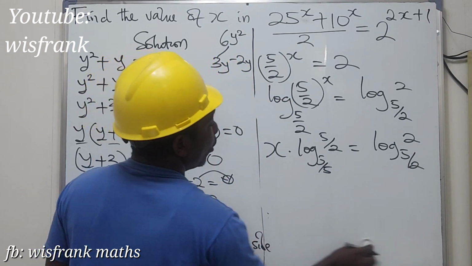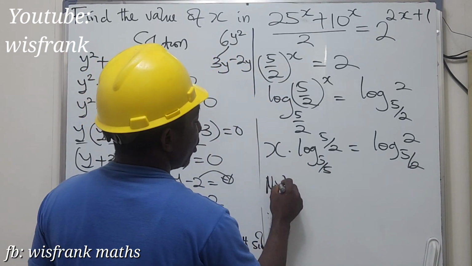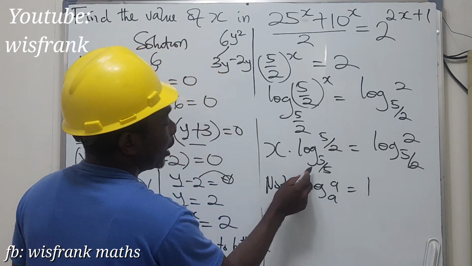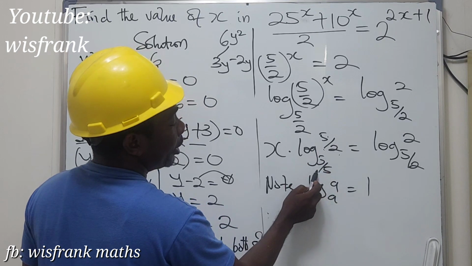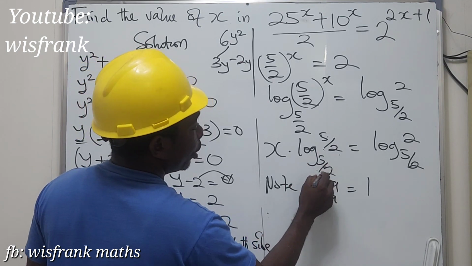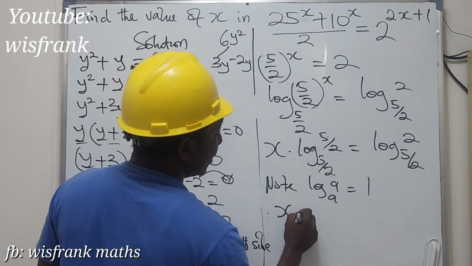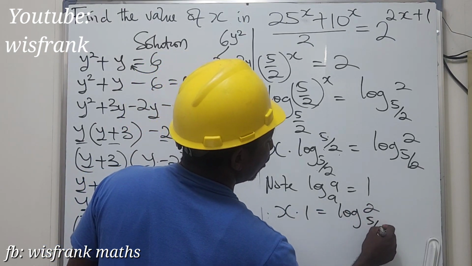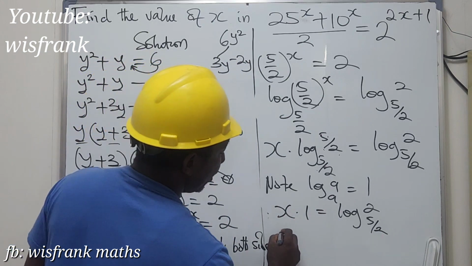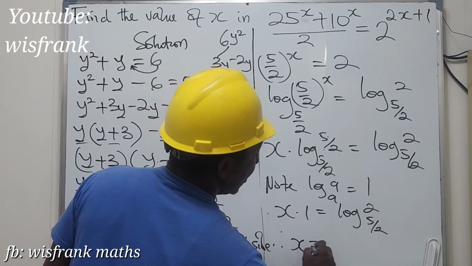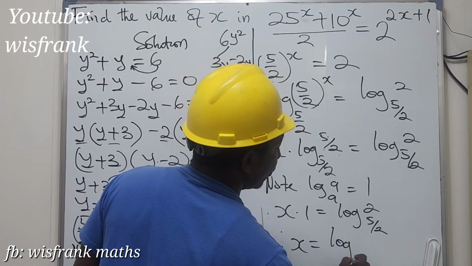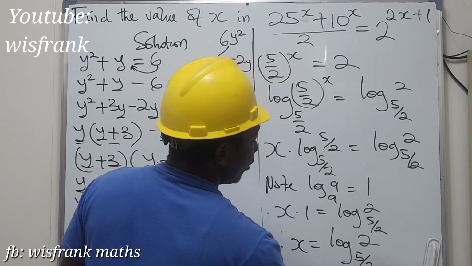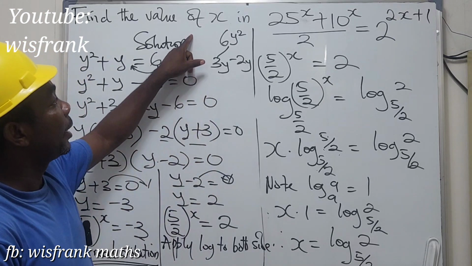Here we all know that when we have log a base a, it equals 1. So in this case, we have log 5 over 2 base 5 over 2 equals 1. So here we have x times 1 equals log 2 base 5 over 2. Therefore, our x equals log 2 base 5 over 2. So this is the value of our x that satisfies this equation.